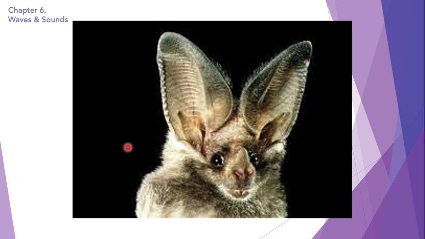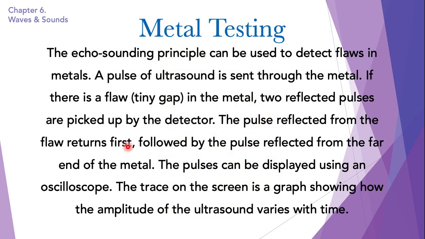Well, let's move ahead on to understanding metal testing. So, the echo sounding principle can be used to detect flaws in metals. A pulse of ultrasound is sent through the metal. If there is a flaw, by which we mean a tiny gap in the metal, 2 reflected pulses are picked up by the detector. So the pulse reflected from the flaw returns first, followed by the pulse reflected from the far end of the metal.